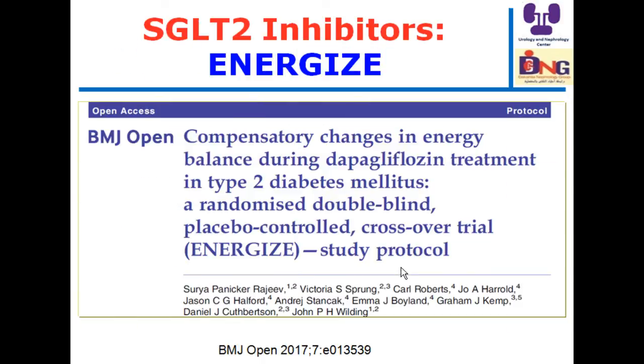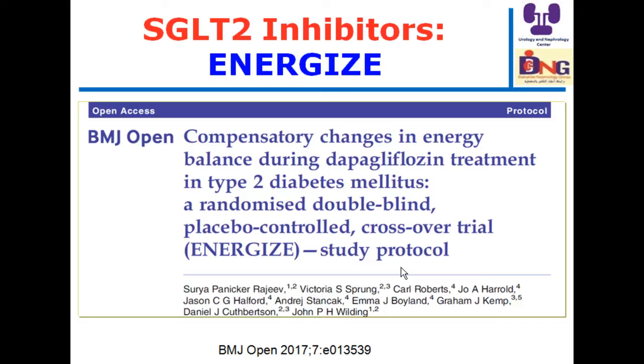However, when they looked at the patients and calculated the calories lost in urine, they expected that the patient may lose some weight, for example, within some weeks, 5 kilograms, but they found the patient lost only 2.5 kilograms. Why? The expectation is not met. We expect that we'll find more reduction in body weight and we do find a reduction, but not to the degree of expectation. Why? This was the rationale for conducting a study named ENERGIZE.